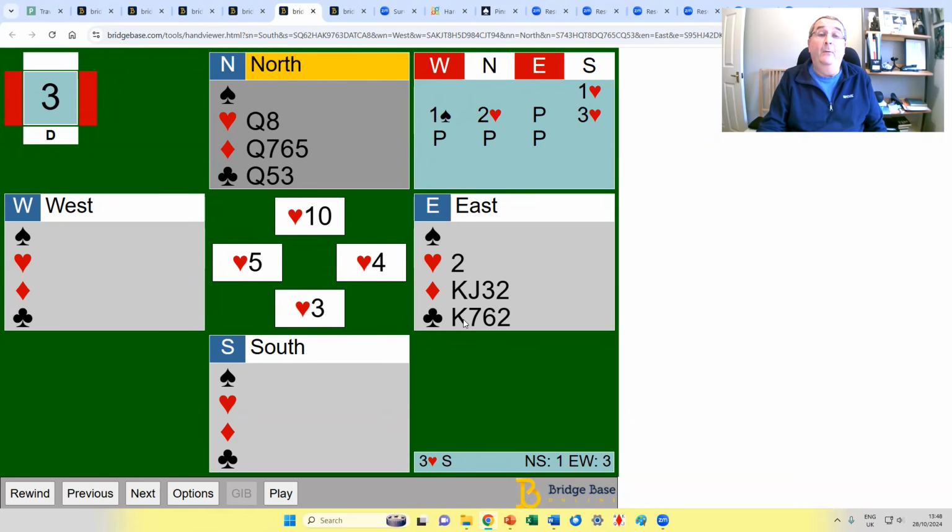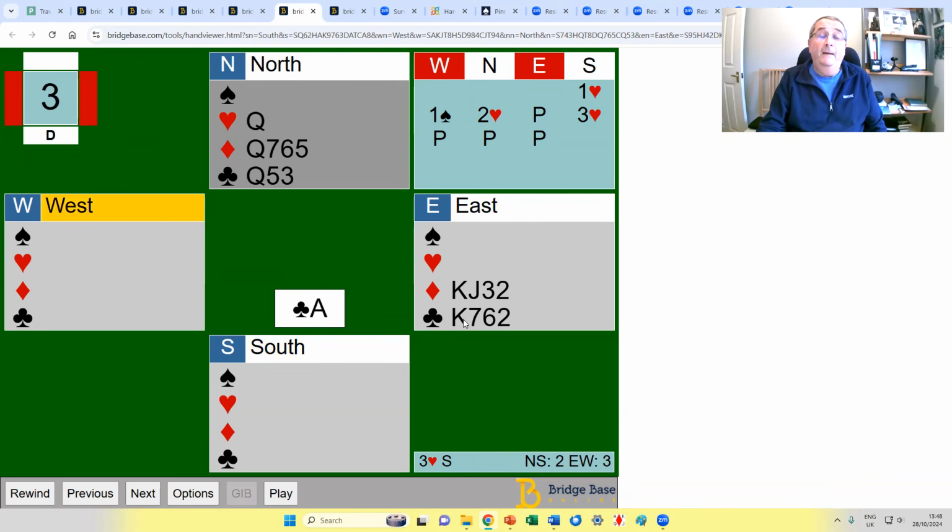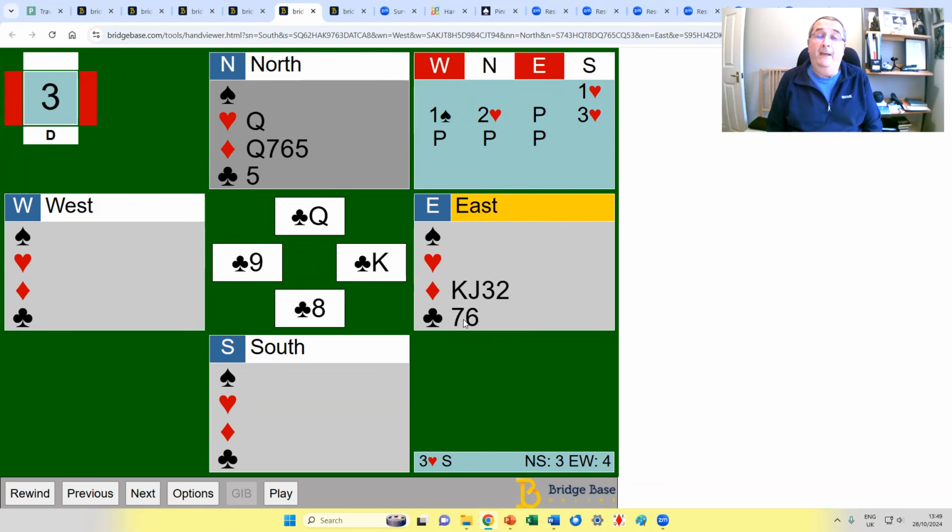So declarer wins that. They play another round of trump. And let's suppose they play the ace of clubs. Okay, and then maybe a club over to the queen. And you take that with your king. And again, you've got to think at this point about what you're going to return.